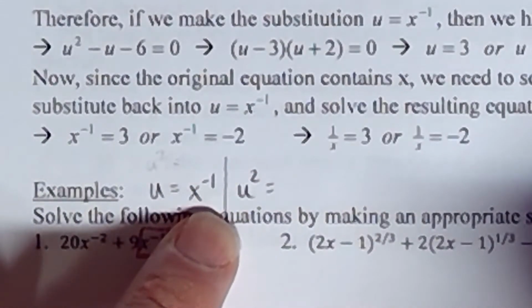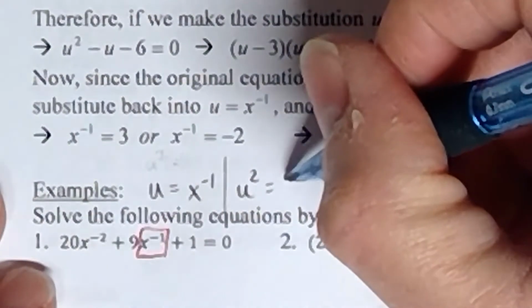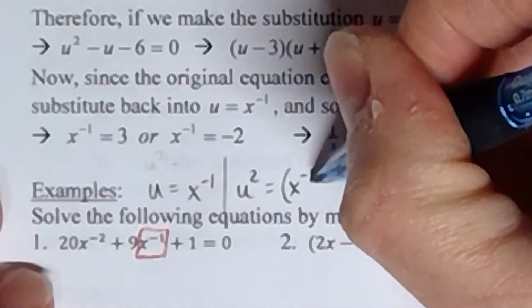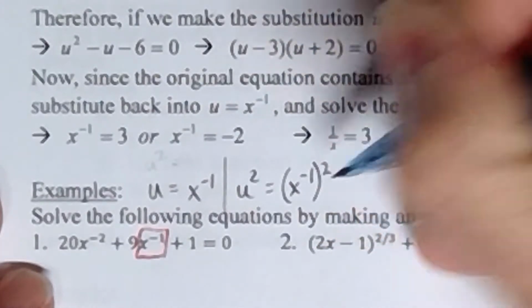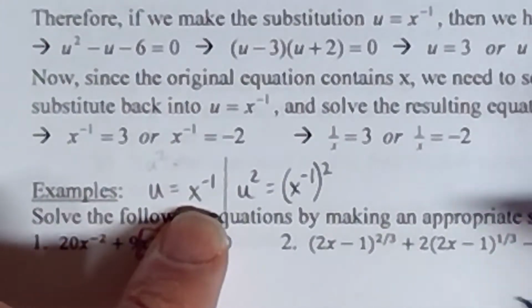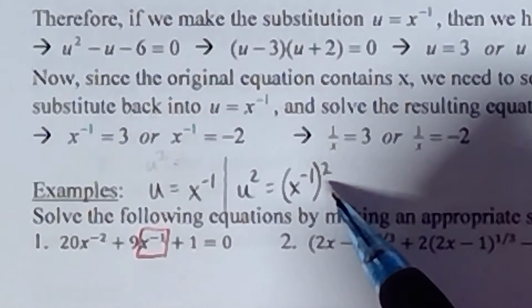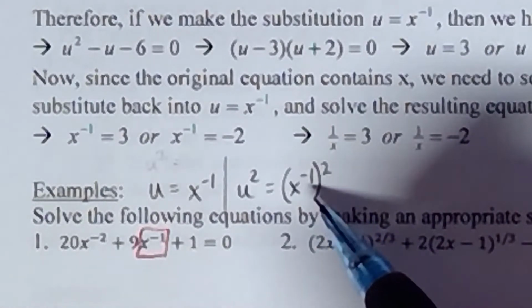If u was equal to x to the negative 1, then wouldn't u squared be equal to x to the negative 1 squared? Because if u and x to the negative 1 are the same, then if you square u, you're also squaring x to the negative 1. By the way, what is this equal to?